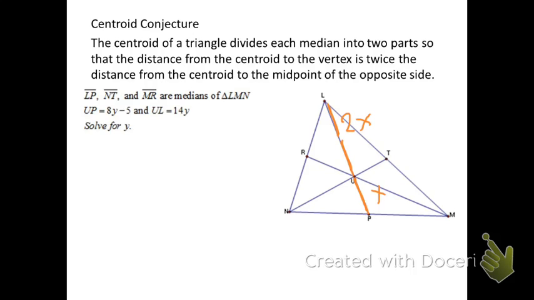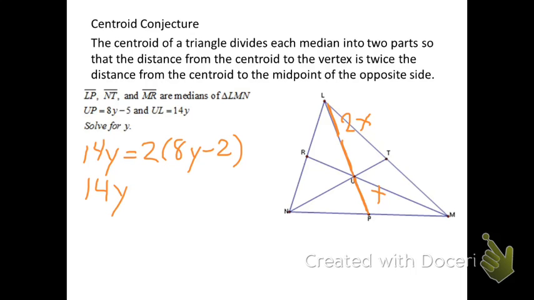So you can use that to solve this problem right here. If we know that UP is represented by the expression 8y minus 5, and UL is represented by 14y, we could set 14y, which is the distance from L to U, equal to 2 times 8y minus 5, the distance from U to P. Because we know if we double the distance from U to P, that will equal the distance from L to U.